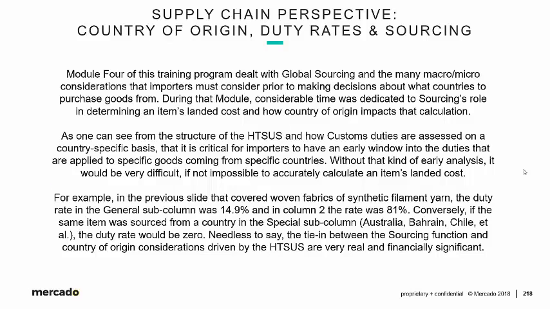Last paragraph. For example, in the previous slide that covered woven fabrics of synthetic filament yarn, the duty rate in the general subcolumn was 14.9%, and in column 2, the rate was 81%. Conversely, if the same item was sourced from a country in the special subcolumn under column 1, places like Australia, Bahrain, Chile, and others, the duty rate would be 0. Needless to say, the tie-in between the sourcing function and country of origin considerations driven by the HTSUS are very real and financially significant. Enough said on that subject.